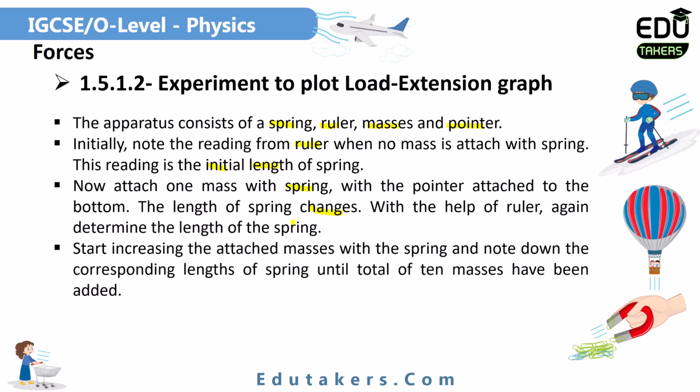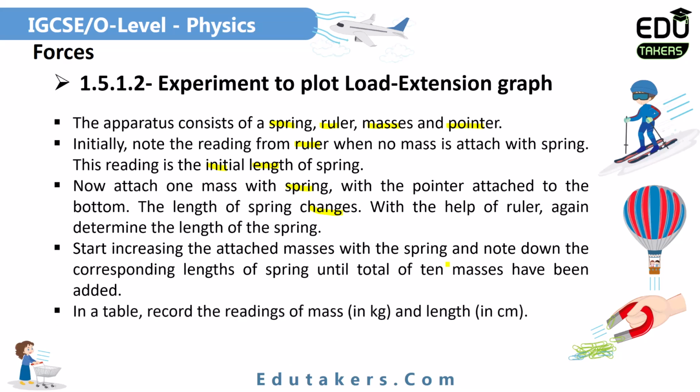Start increasing the attached masses with the spring and note down the corresponding lengths of the spring until a total of 10 masses have been added. So basically you have to increase the masses from 1 until 10, and corresponding lengths are also noted. In the table, record the readings of the mass, and the mass is basically measured in kilogram and the length is measured in centimeter.